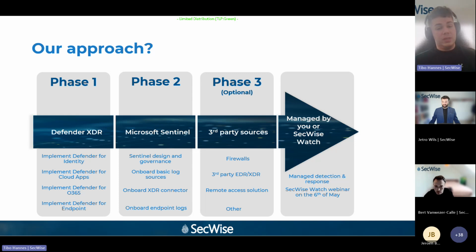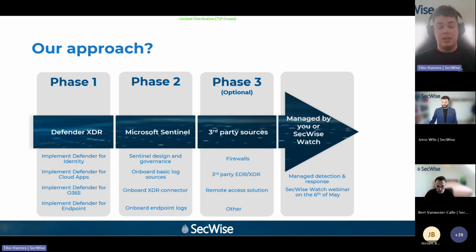Of course, in phase 3, we then go to your third-party sources. The most important part of your SIEM, in this case Sentinel, is that you can get everything into it. So your firewalls, third-party EDRs or XDRs, remote access solutions, it doesn't really matter. It can all go into Sentinel. Microsoft itself has 300 connectors already made, but even if there isn't a connector, we can still find a way to get it into Sentinel. Now, you also don't need to take all 3 phases. For example, you only want us to install your Sentinel and add third-party resources, perfectly possible as well.